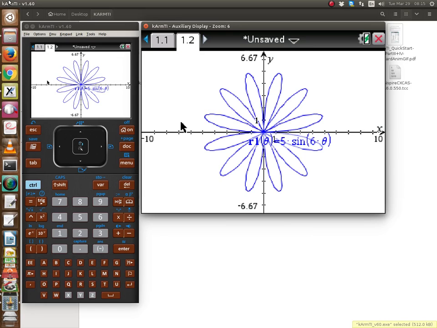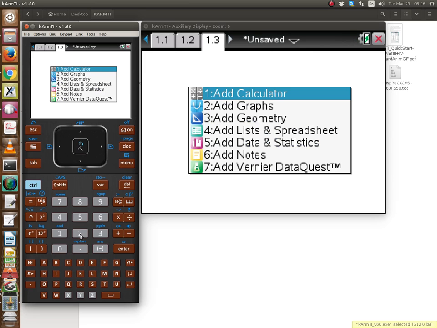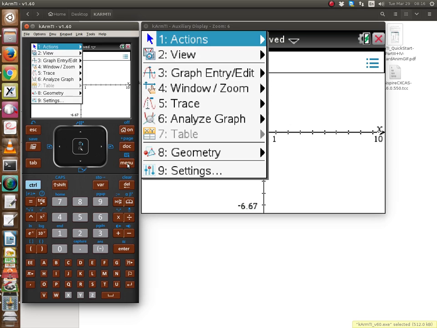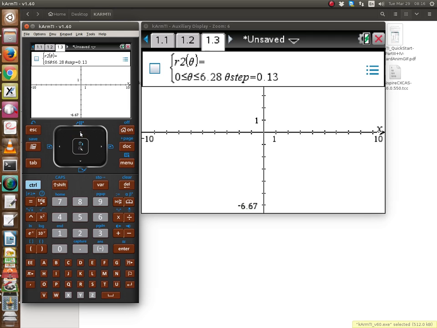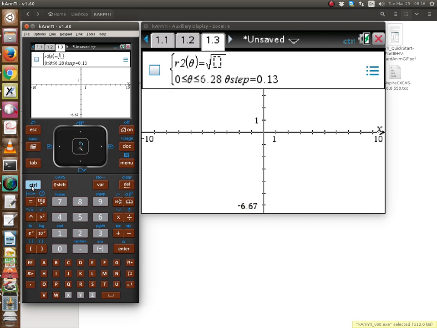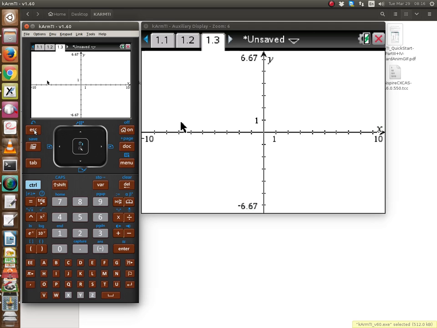All right, let's make a new page. A new graph page. Now let's change this to polar format. Polar. r1 equals. We got the square root of, how about rational, control divide, of 12 over 1 minus cosine of theta times sine of theta.